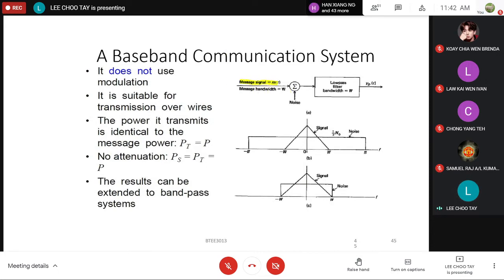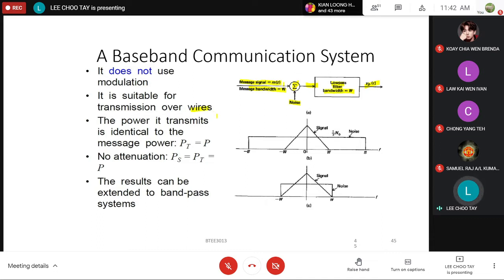In this case, we transmit our signal m(t), and this signal has a bandwidth W. We just transmit it as it is, and of course noise will be added along the way. At the receiver, because there is no modulation, we can straight away use a low pass filter with a bandwidth W to recover the signal that we want. That gives us the message at the receiver side. Baseband communication, as I mentioned before, is only suitable for transmission over wire.